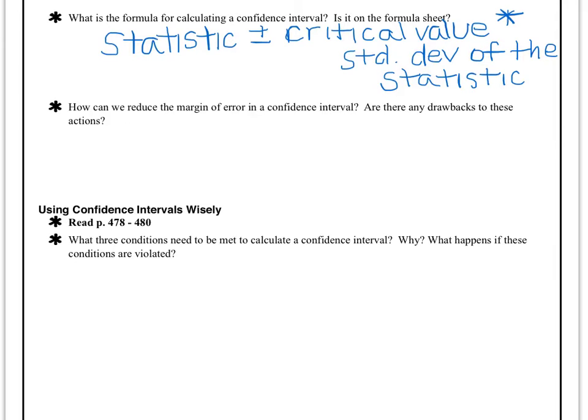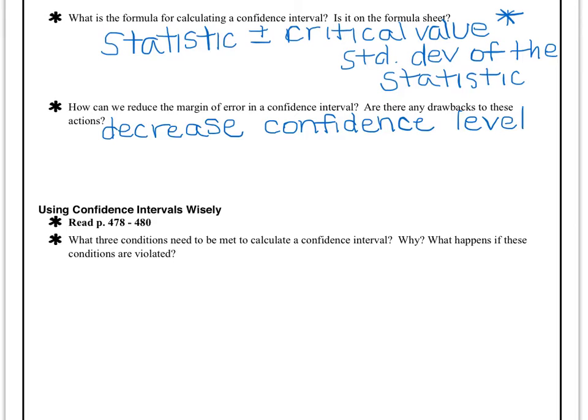Okay, so to reduce the margin of error, and I've already mentioned this a little bit, one way to do it is to decrease the confidence level. Obviously, there's a drawback there because you're just not as confident in your results. The other way to reduce the margin of error is to reduce the standard deviation of the statistic. And the only way we can really control that is if we increase the sample size.